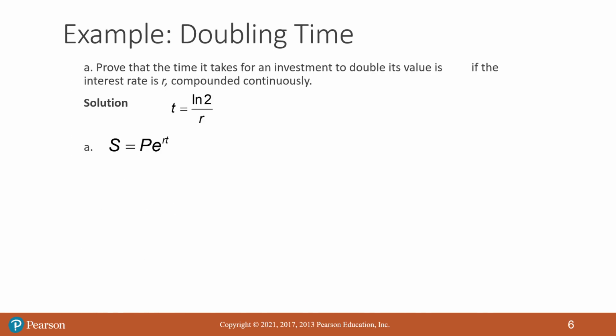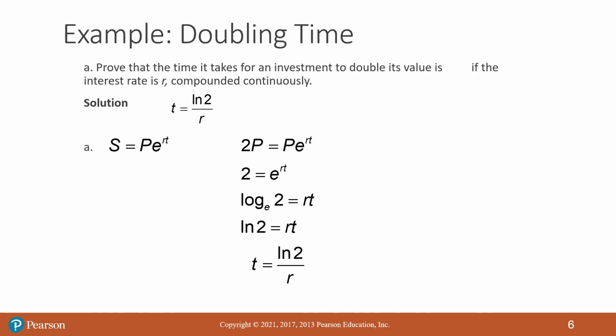Now, let's look at this example about doubling time. We want to prove that the time it takes for an investment to double its value is t equals the natural log of 2 over r, if the interest rate r is compounded continuously. If we start with the compounded continuously formula, which is s equals p times e raised to the rt, what we're going to want to do is substitute 2p in for s. And the reason that we're going to want to do that is because we want to double our initial value.